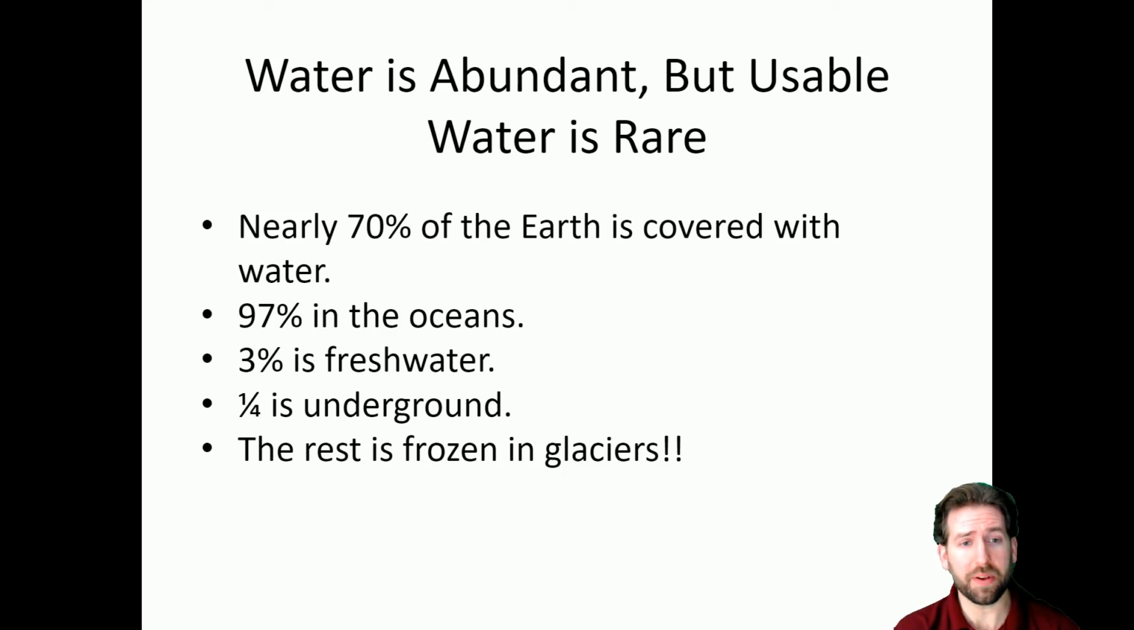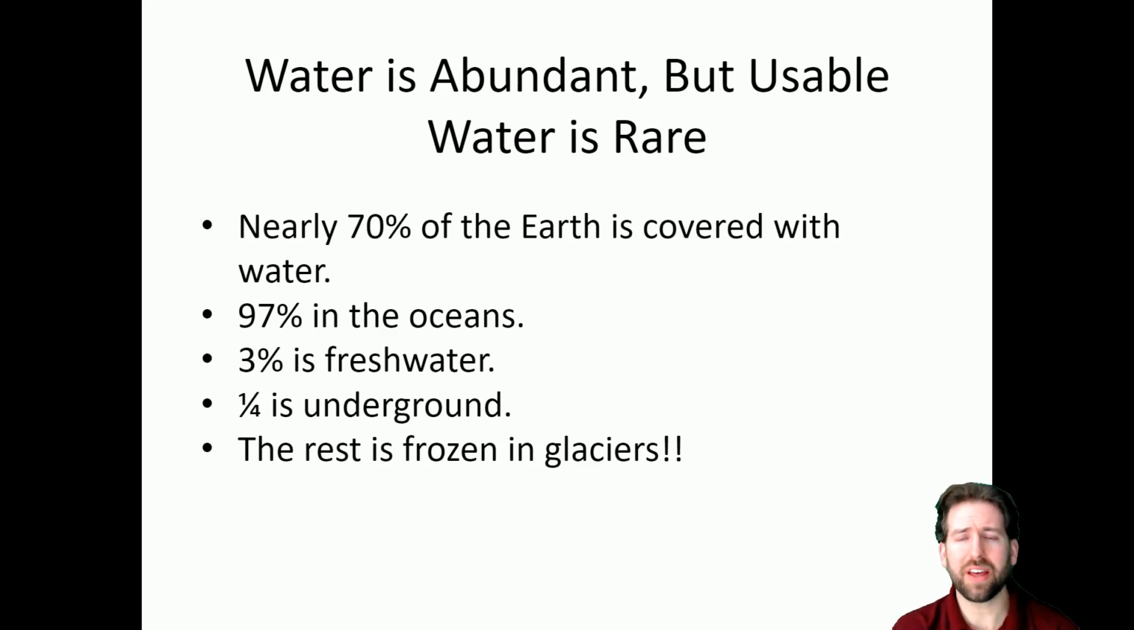So, nearly 70% of the Earth is covered in water. Those aliens would see, we have so much water, but the problem is not much of it is fresh. 97% is in the oceans, 3% is in fresh water, a fourth of it is underground between all the sediment and things that are beneath our feet, and the rest is frozen in the glaciers. So, not much of it is something that we can use for our toilets and for washing our cars and drinking, because most of it is salty.